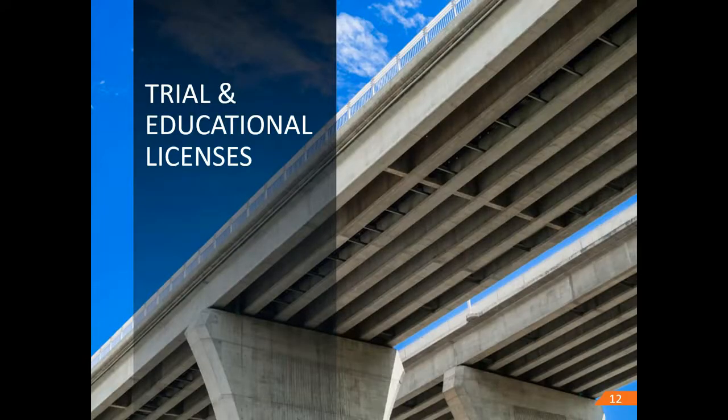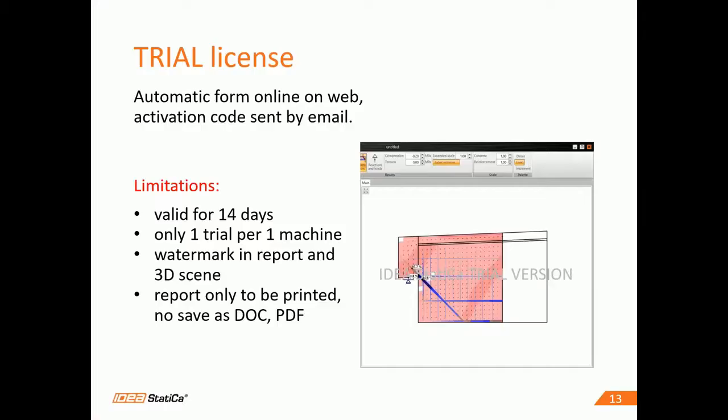Okay, thank you, Jana and Philip, for showing us these examples. Now I would like to tell you something about changes in licensing. From version 9, we introduce an automatic online form on our web pages for trial requests. So you just need to fill the form, and you will immediately receive the trial activation code, and you can start your trial period.